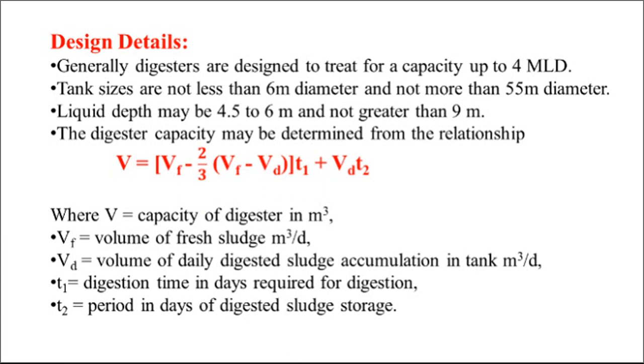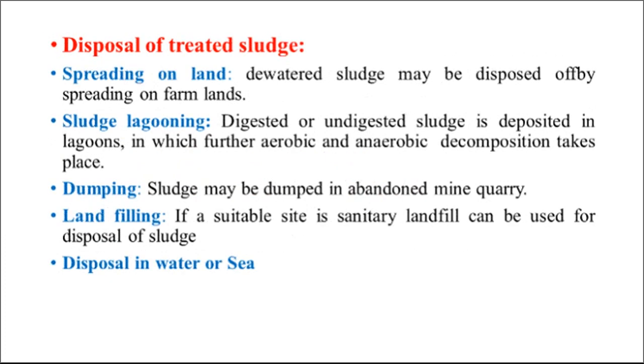Next one, disposal of treated sludge, or we can say digested sludge. Digested sludge can be disposed of by spreading on the land, by storing in sludge lagooning, by dumping into low lying areas or into the mines, or filling land with suitable sanitary landfills, and by disposing the sludge in water or into the sea.